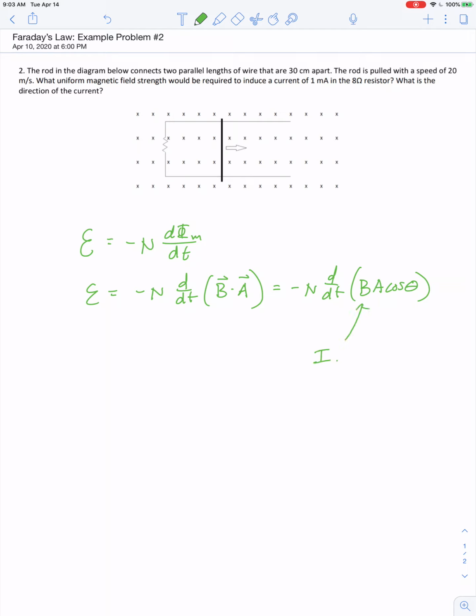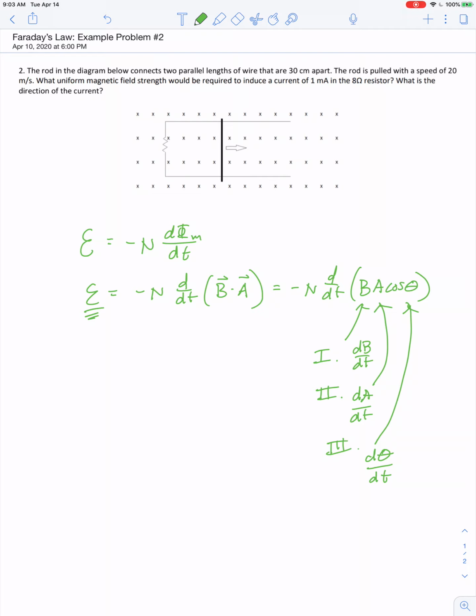So one option for inducing voltage is if there's some value of dB/dt. The second option is if there's some rate of change of area, or a third option for inducing voltage is if there's some rate of change of the angle.